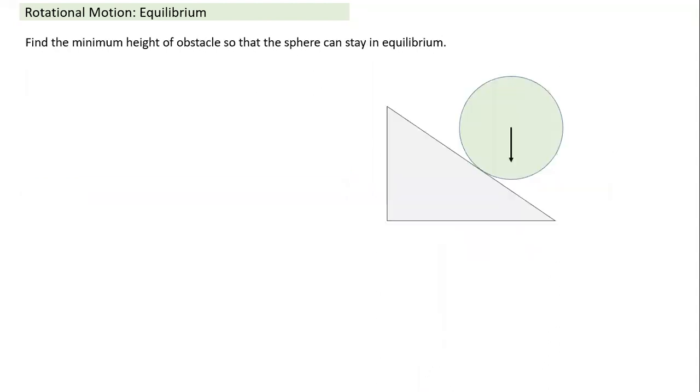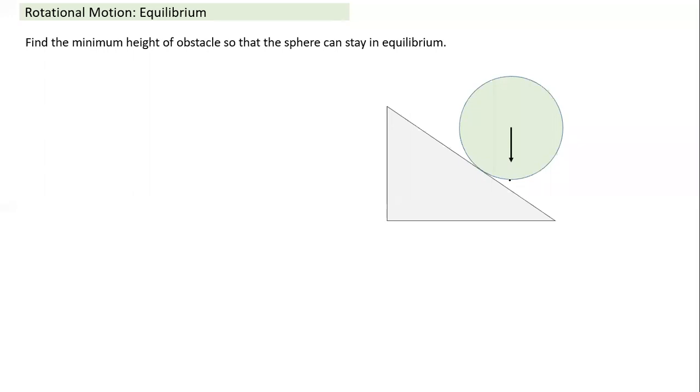Okay, perhaps the last question on rotational equilibrium. See, you can imagine, if you have a smooth surface and you keep a cylinder or sphere, it doesn't matter. In all cases you get a similar answer. It could be a cylinder, a hollow sphere, a disc, anything. The answer is similar. What is the minimum height of the obstacle so that the sphere can stay in equilibrium?